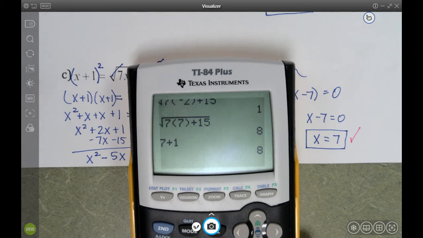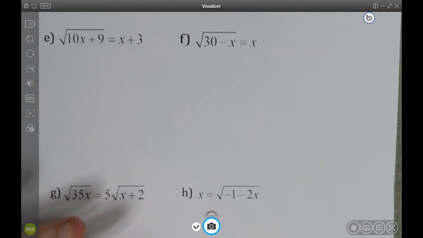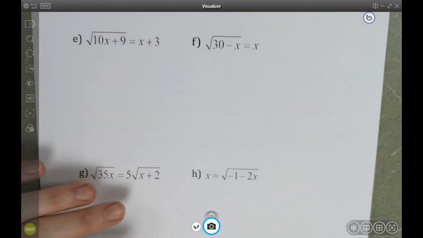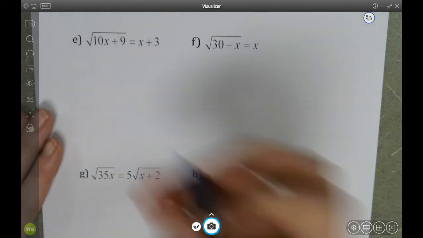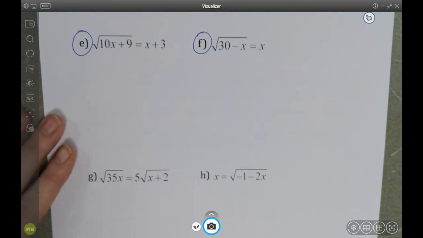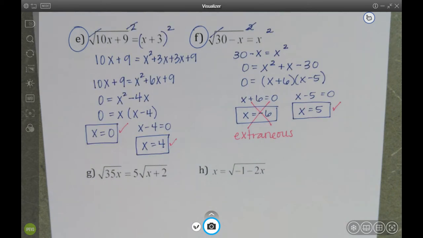All right, on the next page, I want you to do E and F without me. Work problems E and F, both of them. 2 problems. You ready to check them? Did you check with your neighbor? Yes.